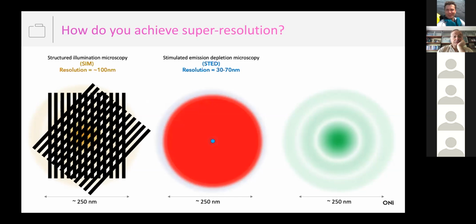Now, STED has a resolution limit somewhere around 30 to 70 nanometers for commercial systems, but it can also be less, and it can depend upon the size of what we choose the donut-shaped hole to be.